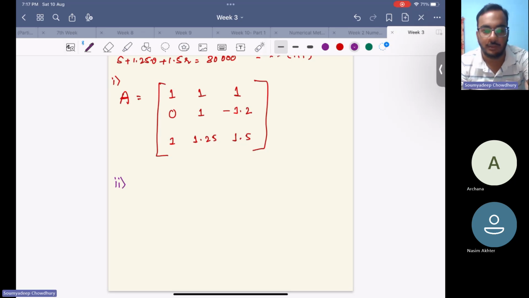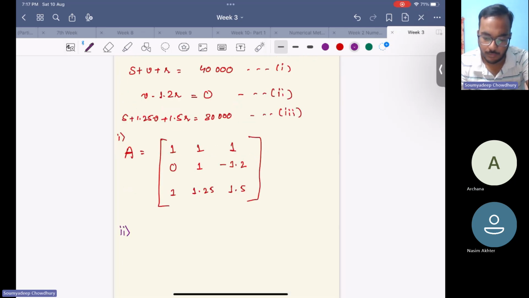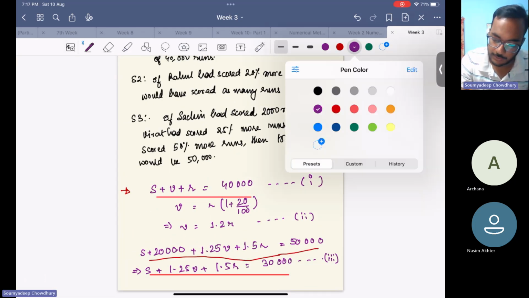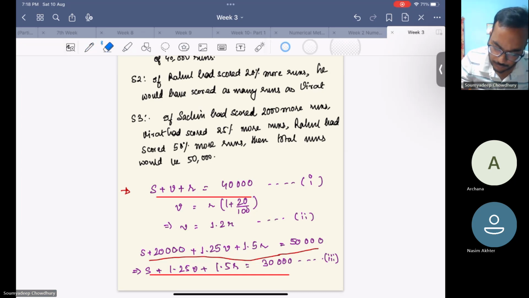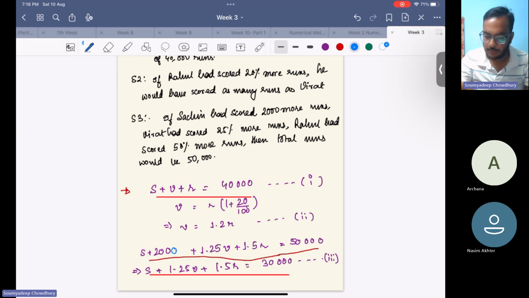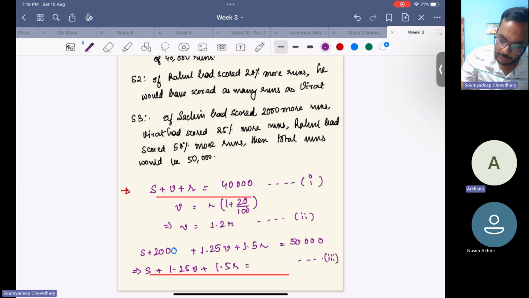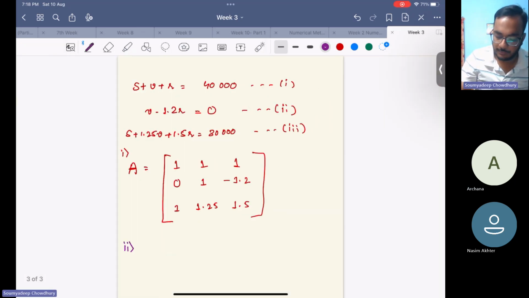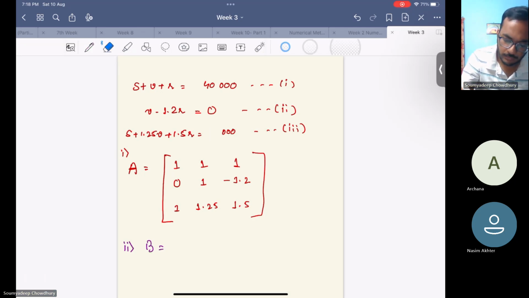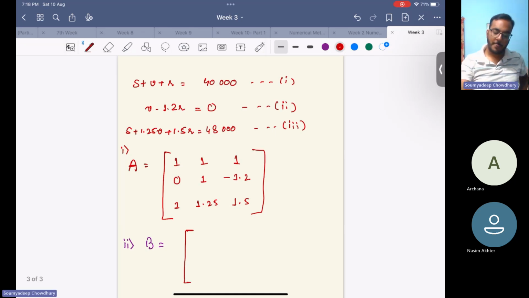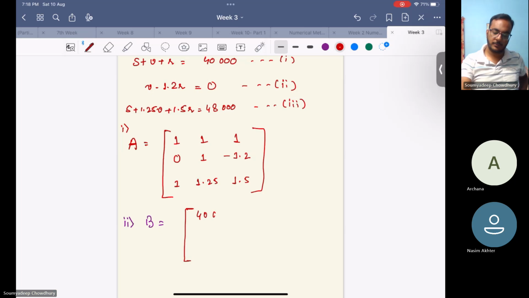The second question says, please report the vector V. Okay, one second. Here I have made one mistake. I think this is 2,000, not 20,000. So this will be 48,000. My B vector, the right hand side vector. What will be B? Can you tell me, Archana, from these equations? Yes, sir. 40,000. Next is 0. Correct. Next is 48,000.